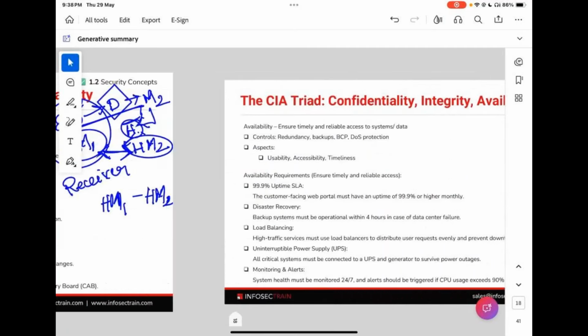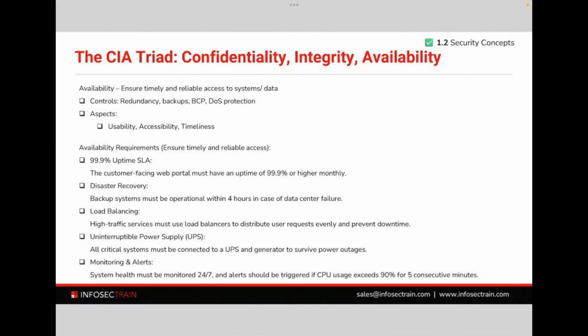But we'll also spend some time on availability. So I'll spend a minute on this and then I'll do a quick time check. Availability is about ensuring timely and reliable access to systems and data. Like I told you, in the example of e-commerce, the availability of the application will have to be always high. Now, how do you achieve high availability? It is with the help of controls like redundancy, backups, business continuity planning, and DDoS protection.